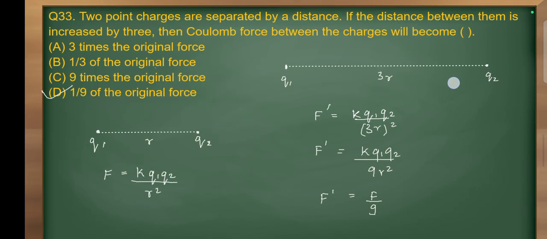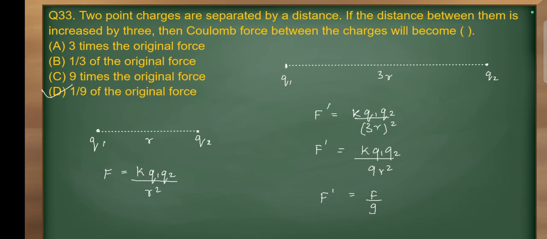Question number 33. Two point charges are separated by a distance. If the distance between them is increased by 3, then the Coulomb force between the charges will be. Here two charges are given, Q1 and Q2. They are separated by a distance r, and so according to Coulomb's law, force will be K into Q1 into Q2 divided by r square. Now in the second case, if the distance is increased to 3r, the Coulomb force will become K into Q1 Q2 divided by 3r whole square. So the force will become 1 by 9 of the previous force. That means option D is correct.